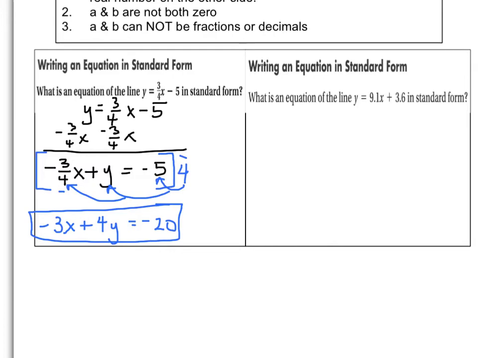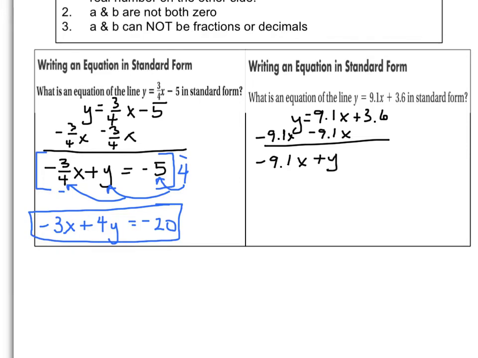All right, second one. What's the equation of the line y equals 9.1x plus 3.6? Again, I want to get x and y on the same side. So I'm going to subtract 9.1x. Then I get negative 9.1x plus y equals 3.6. Now again, the directions say there are to be no fractions or decimals. So we can't have any decimals.